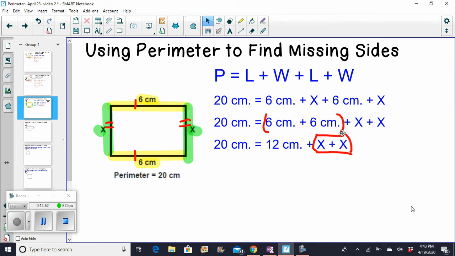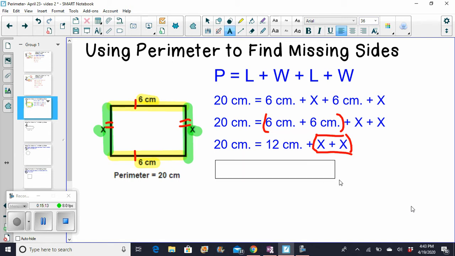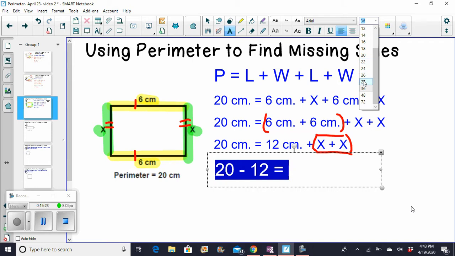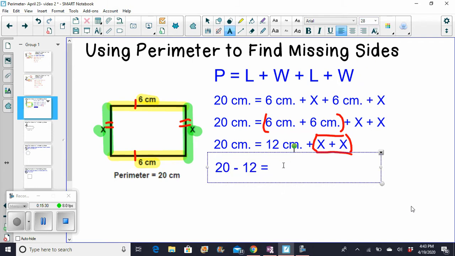But just imagine if this X plus X, imagine if it was one complete value. 12 plus what equals 20? That's what I want you to look for. 12 plus what is going to equal 20? Okay? Well, 20, if I flip it around and use the inverse, 20 minus 12 equals, and remember, we're using subtraction because if we have a missing addend in addition, we use that inverse operation. 20 minus 12 equals 8, right?